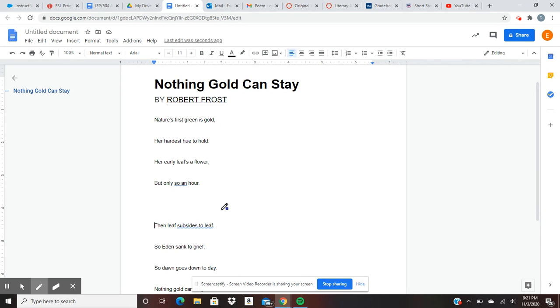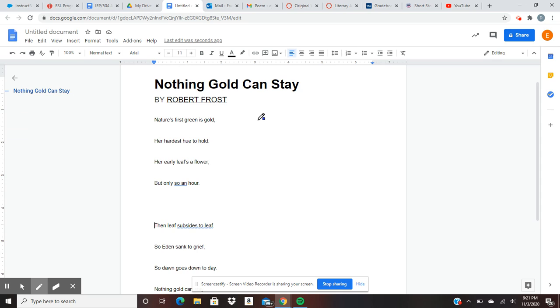If you are doing the poetry portion of this assignment, then you need to know how to structure poetry and how to do rhyme scheme. So we're going to get started. This poem is called Nothing Gold Can Stay by Robert Frost.